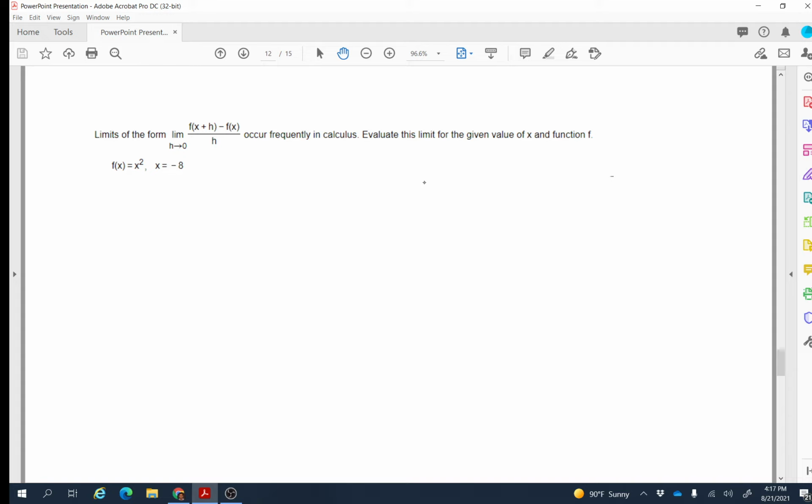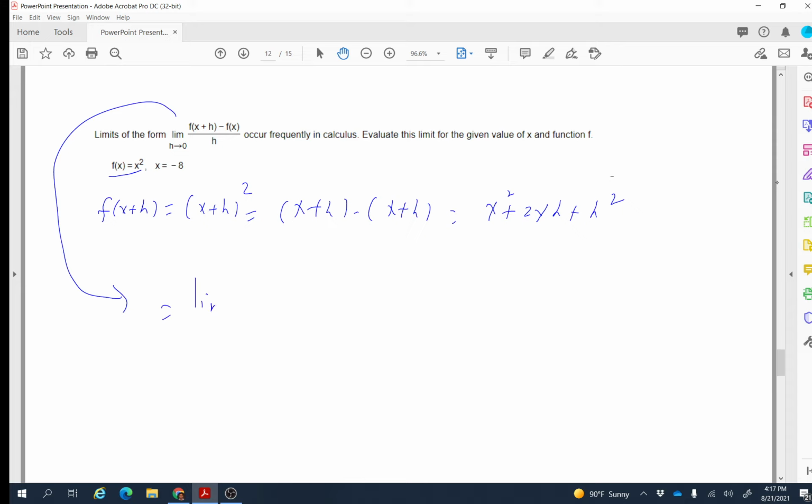As you can see, there is f(x plus h) and there is f of x. f of x, no problem. Let's find f(x plus h), meaning just replace x by x plus h on the right side. So it's x plus h times x plus h, which is basically x squared plus 2xh plus h squared. Now we plug this value into the top of this expression. So the limit as h approaches 0 of f(x plus h), which is x squared plus 2 times x times h plus h squared, minus f of x, which is x squared, over h.